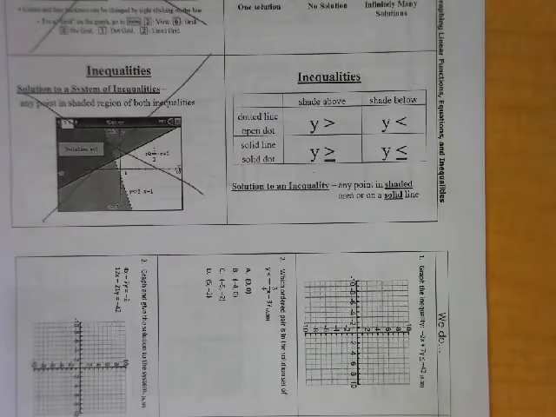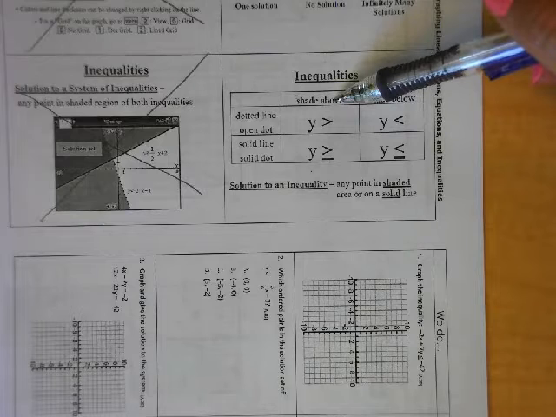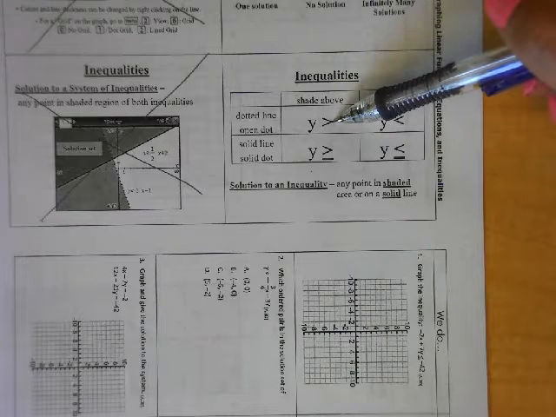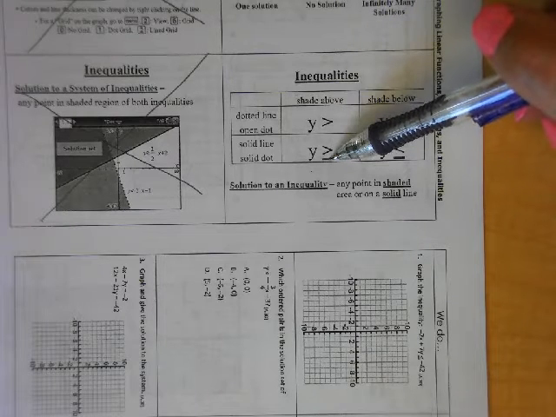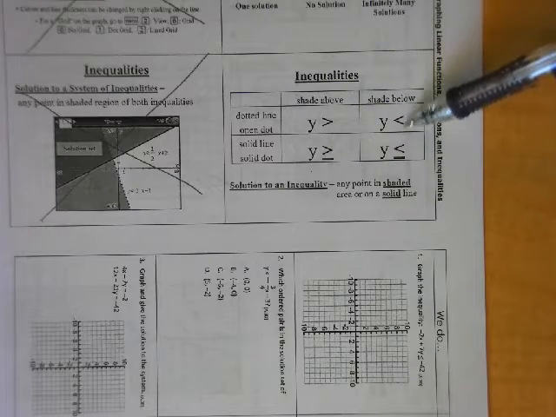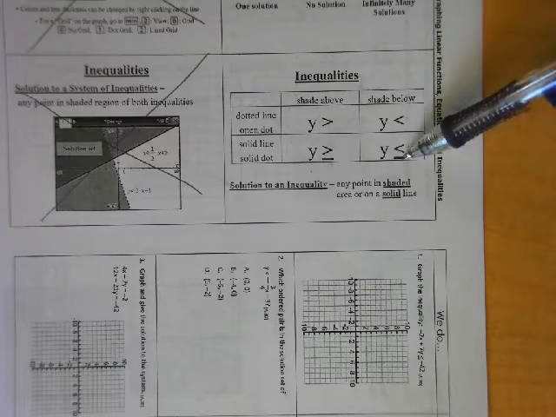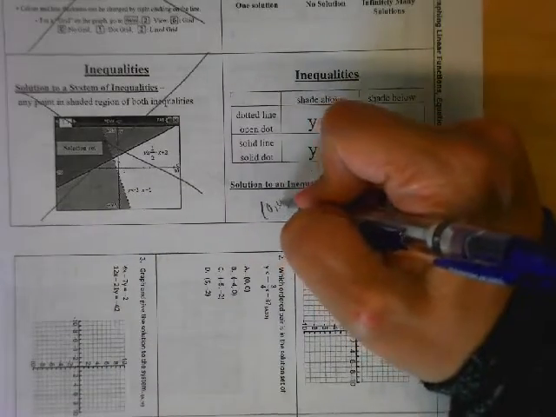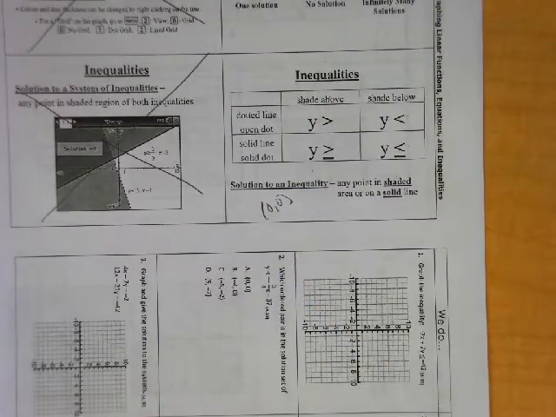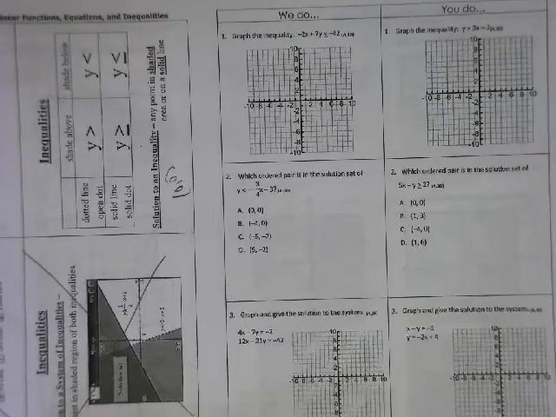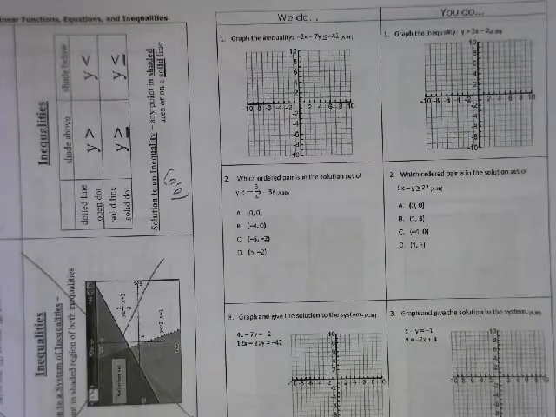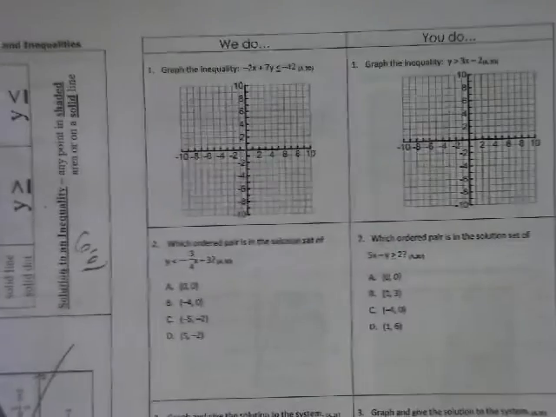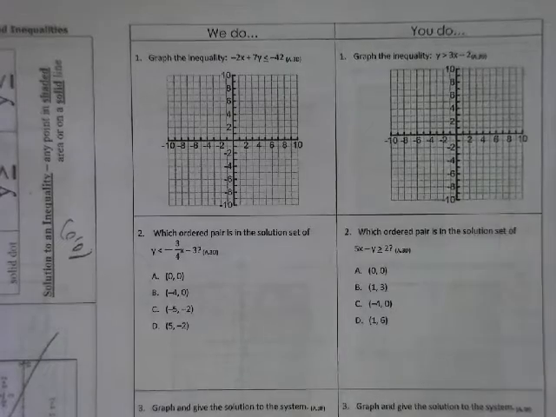Things to remember about inequalities. If it is a greater than, we're shading above. If it's or equal to, it has a solid line. If it's less than, we're shading below. You can also use that 0, 0 point that we talked about on inequalities. So, real quick, look at 3, and then I'm going to let you work. And you'll finish it at home.